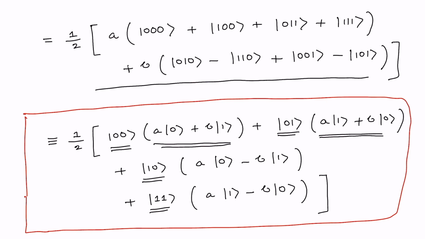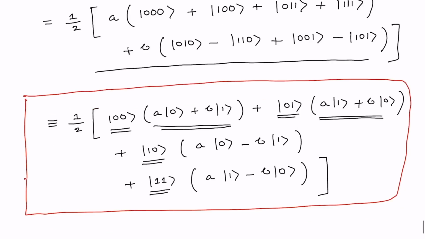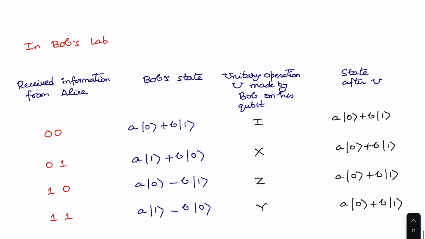Now Alice sends her measurement result to Bob through a classical channel, and this classical channel may be a telephone. Based on the information received from Alice, Bob in his lab is going to make some measurement or operation to reconstruct the original state. It is as follows. In Bob's lab, depending on the information received from Alice, because Bob has no idea what his qubit is, by the way, he is going to make some operation based on the information received from Alice.